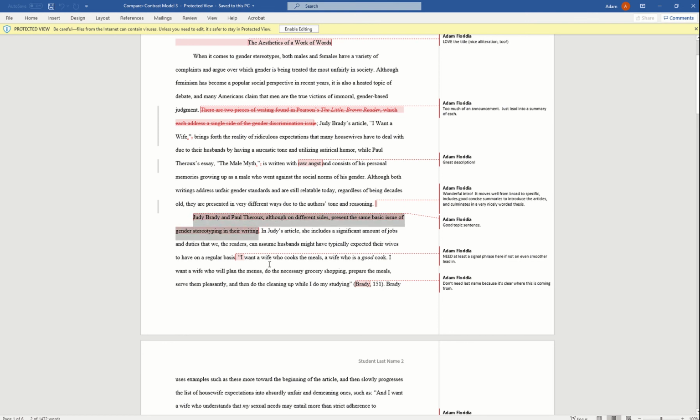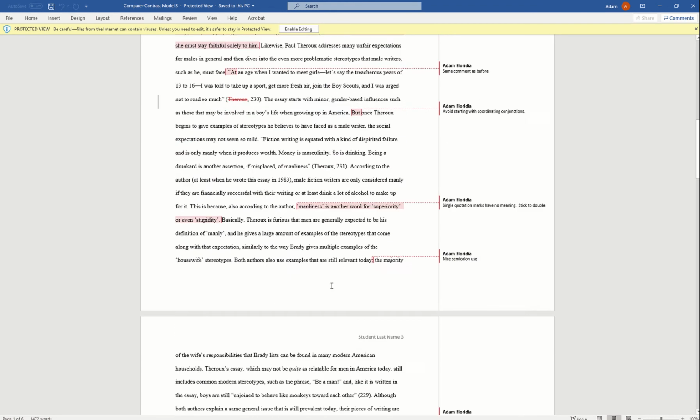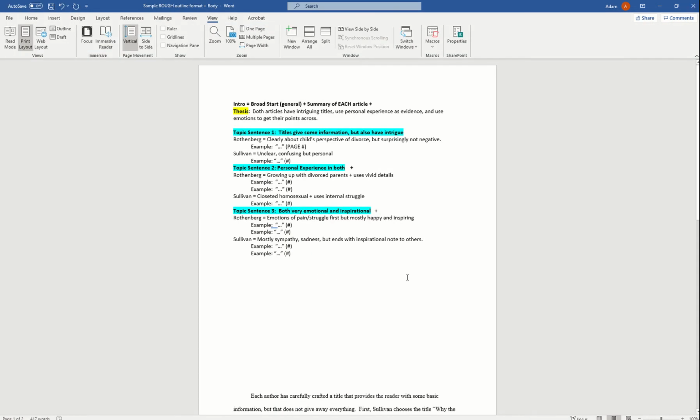Is there a clear topic sentence? Then is there context for the quote? Then does the person lead into the quote? Look, they didn't here. Need at least a signal phrase, if not a smoother lead in. So that was one of my comments. They didn't have a good signal phrase here. But overall, this essay was still really good, as was the other one. So you guys have models, you have other resources to use.